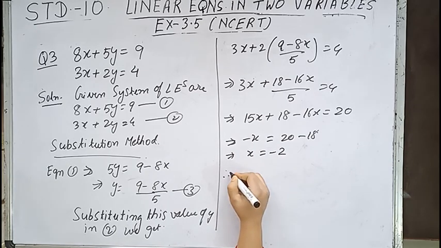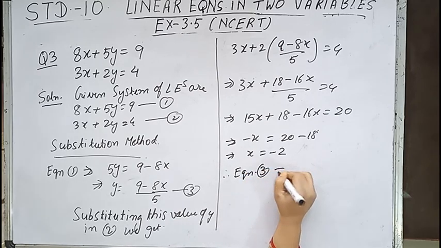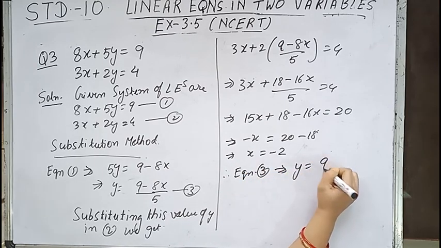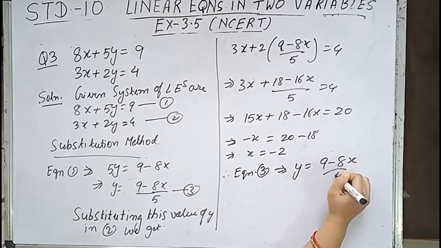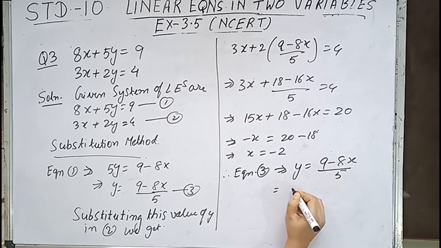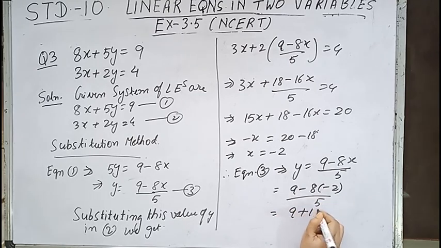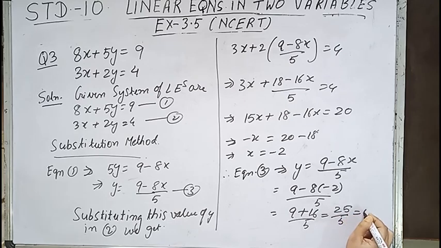Therefore, equation 3 implies y equals 9 minus of 8x by 5 equals 9 minus of 8 into minus 2 by 5 equals 9 plus of 16 by 5 equals 25 by 5 equals 5. Therefore, x equals minus 2, y equals 5. Answer.